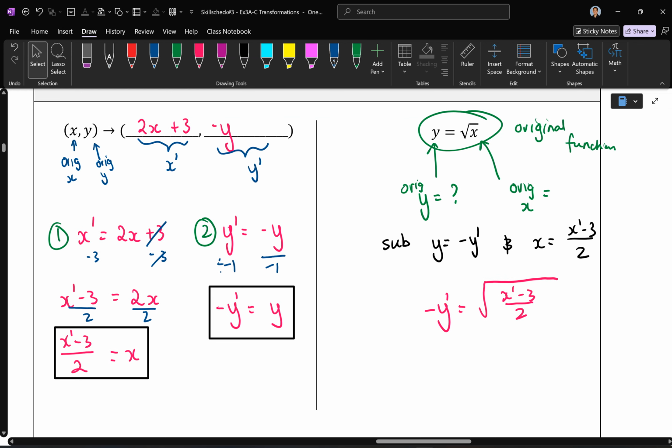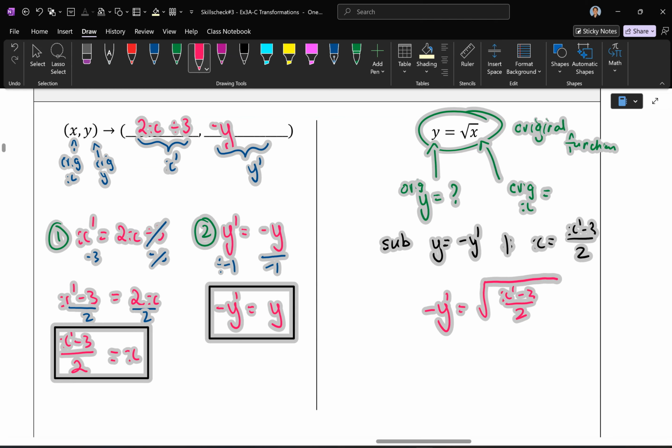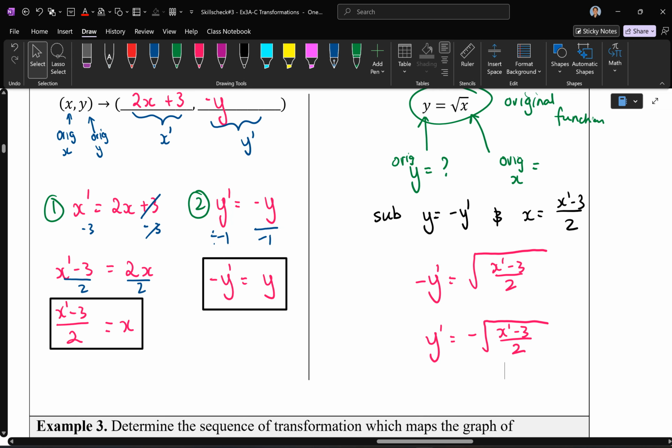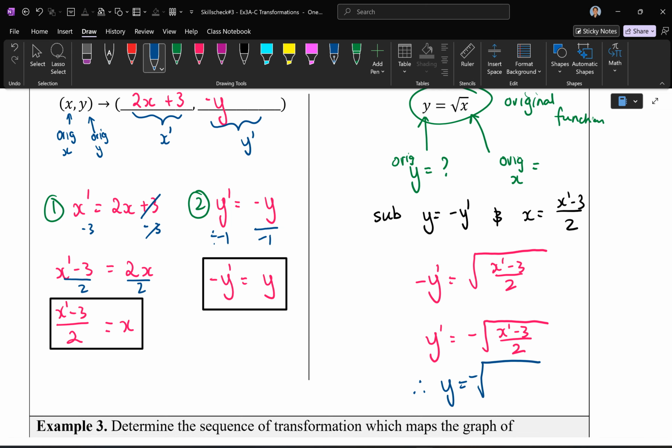What we normally do is we rewrite it with y as the subject. So I need to divide both sides by negative, and then this is what you get. Y dash is equal to negative of the square root of x dash minus 3 on 2. Now normally in the exam you don't leave your answers with the dashes. That means your transformed equation, the new equation, is y is equal to negative of the square root of x minus 3 on 2.